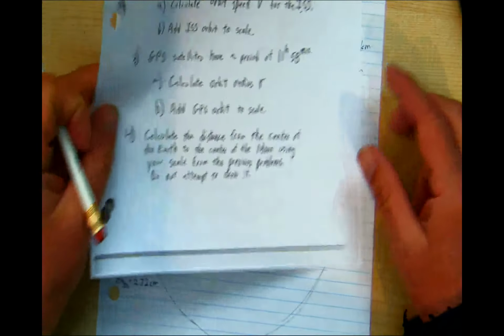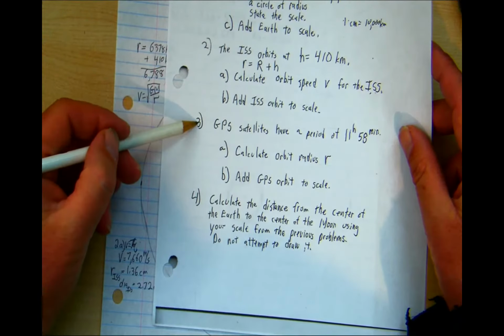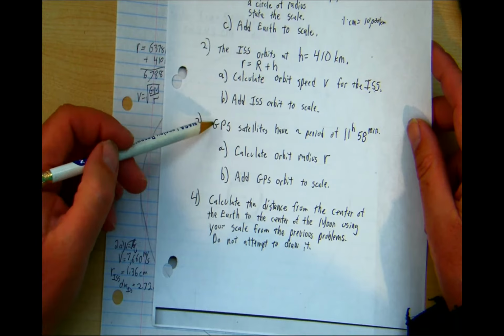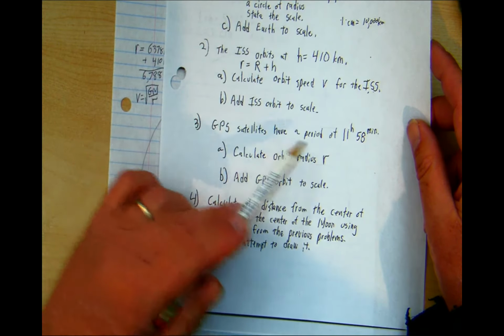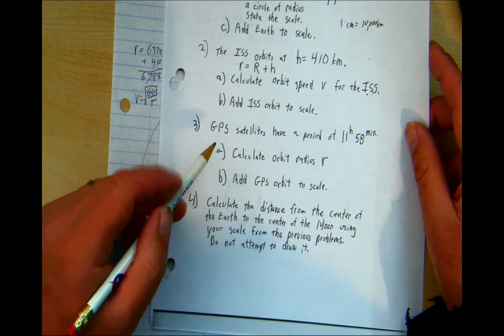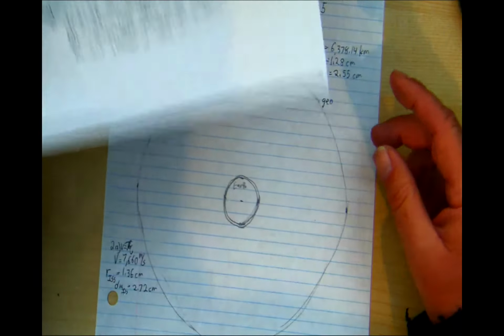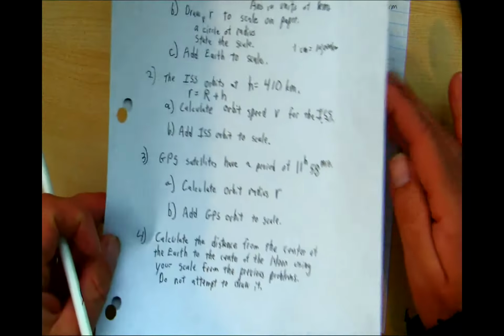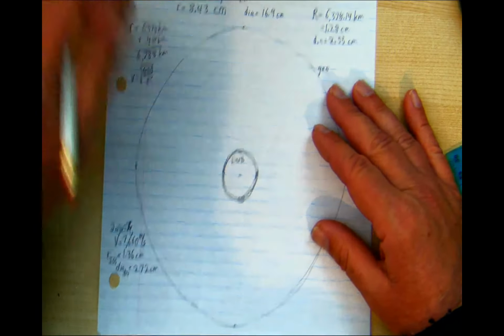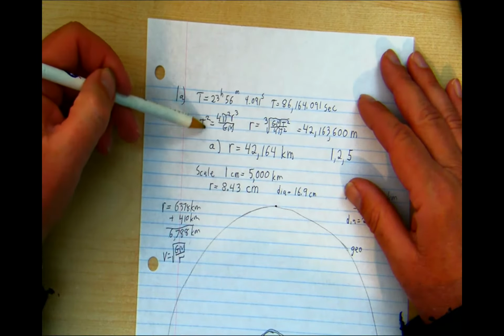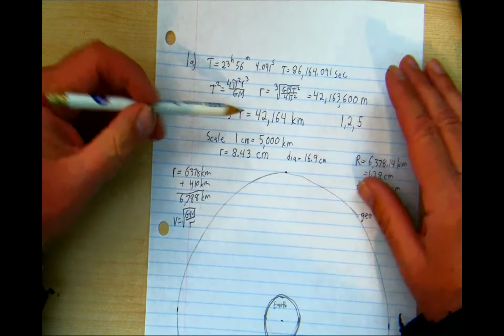Great. Now, number 3, global positioning satellite system. Satellites have a period of 11 hours, 58 minutes. Part A, calculate the orbit radius r. Well, okay. Same formula. I'm solving for r.